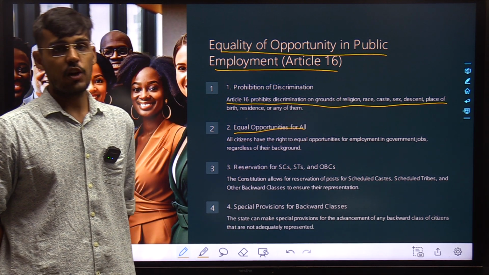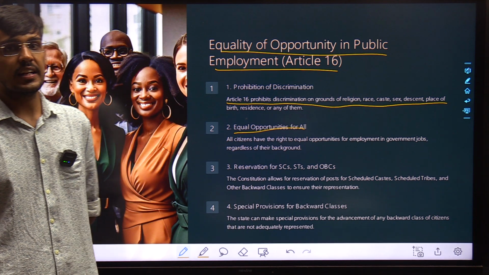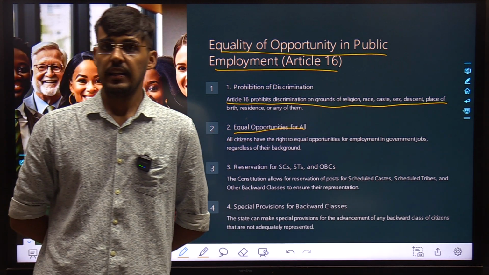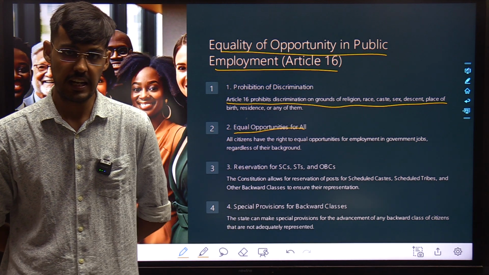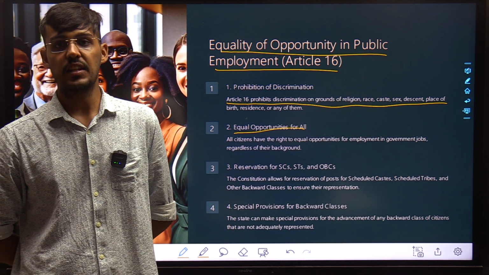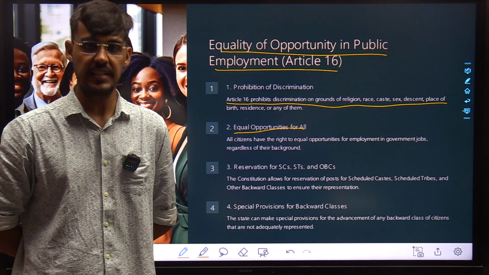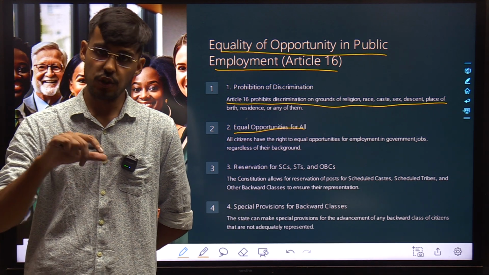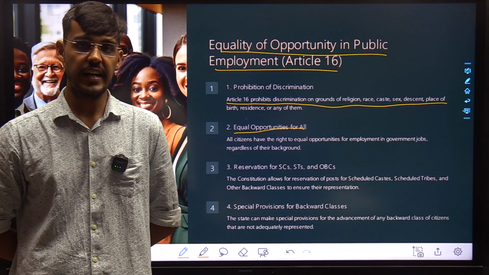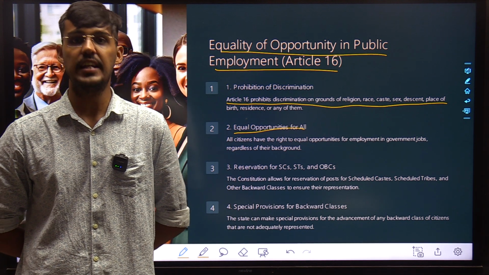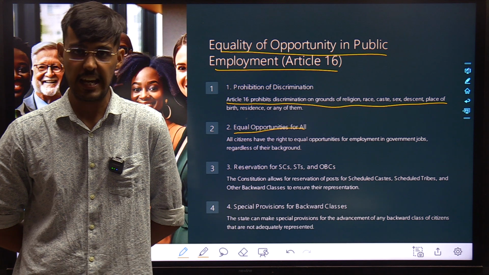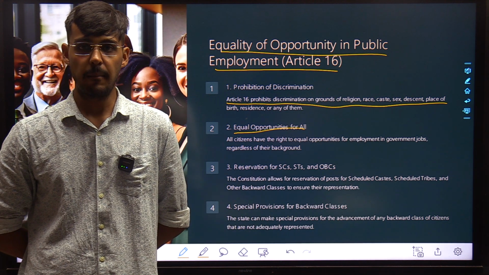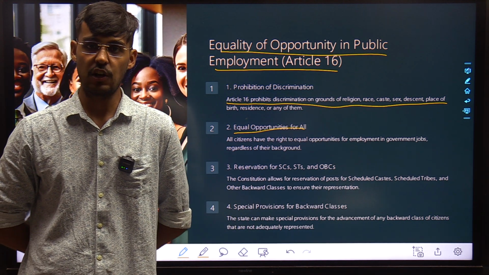The equal opportunity concept implies that there are certain sections of the society that are not equally placed with respect to other sections of the society. So the state government or the central government has to reserve certain seats so that equal opportunity can be provided to these particular sections of the society. For example, there are seats reserved for scheduled caste and scheduled tribe in matters of public employment so that they can get equal representation.